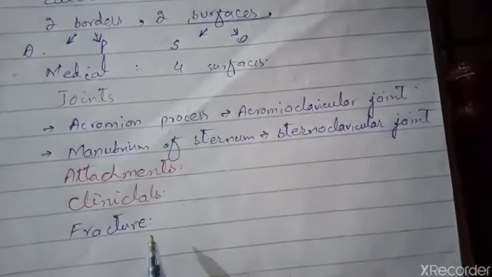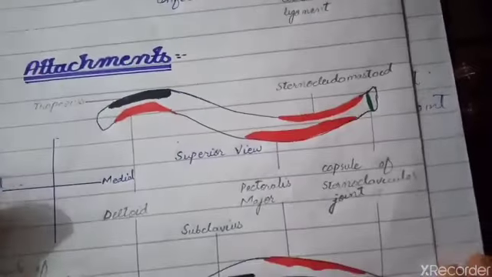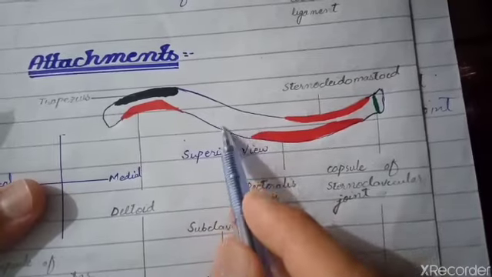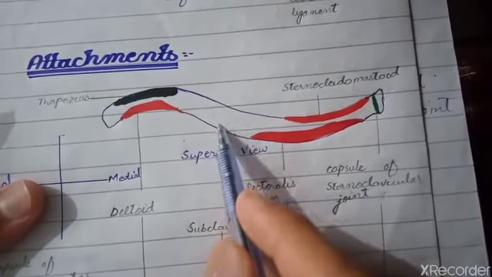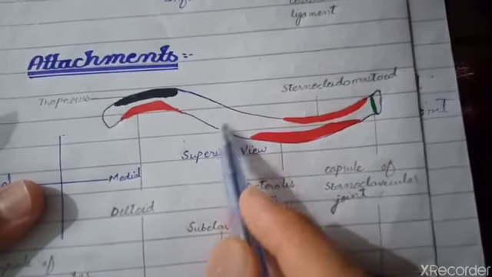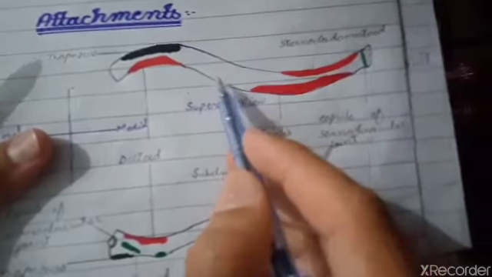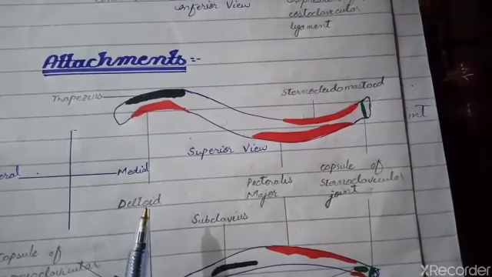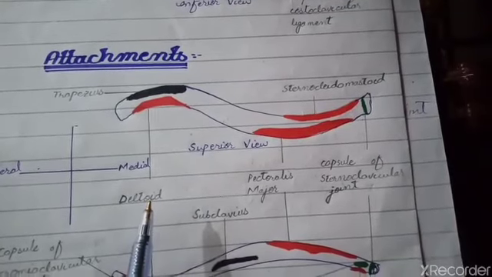Most common site of the fracture of clavicle bone is the junction of medial two-third and lateral one-third. I mean this point. This is the site which is mostly affected, and it is how we can identify. Now there is a hint to identify that the clavicle bone is fractured.